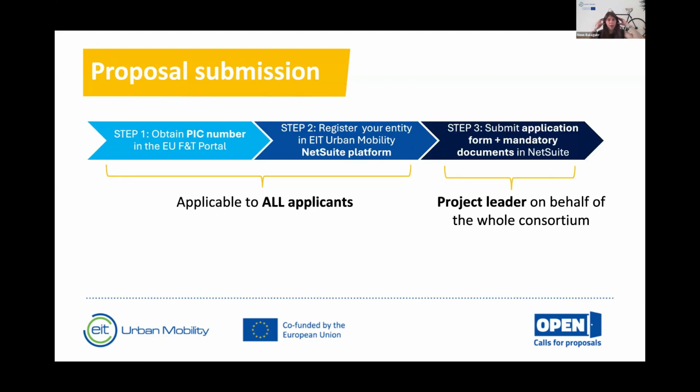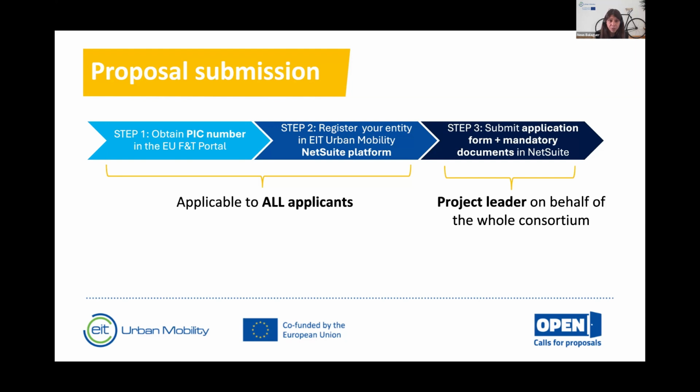First of all, I would like to mention that it's true that the application form has to be filled and submitted by the project leader, but in this proposal submission, the other partners of the proposal are also involved. In fact, all the applicants have to have a PIC number and also be registered in the NetSuite platform. So this is what we call step 1 and step 2. Those have to be done before starting to fill in the proposal in NetSuite.